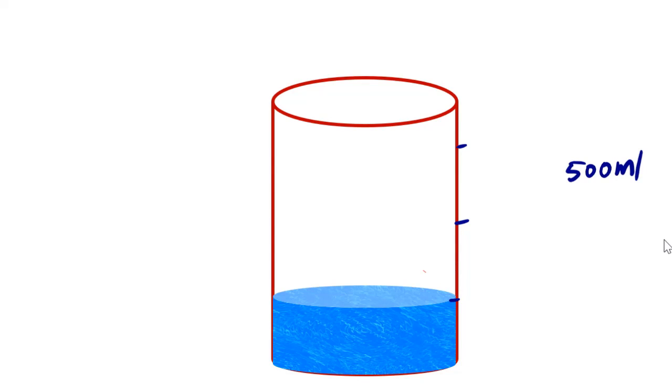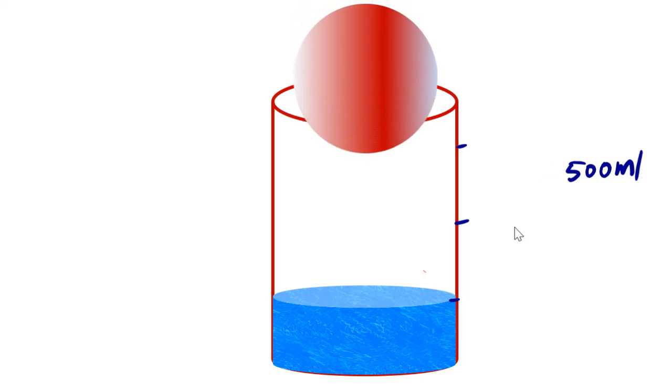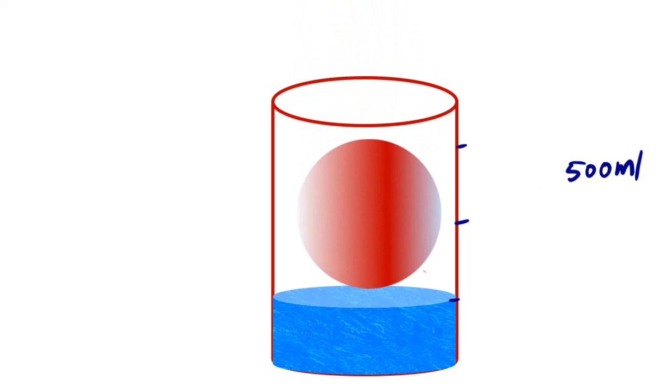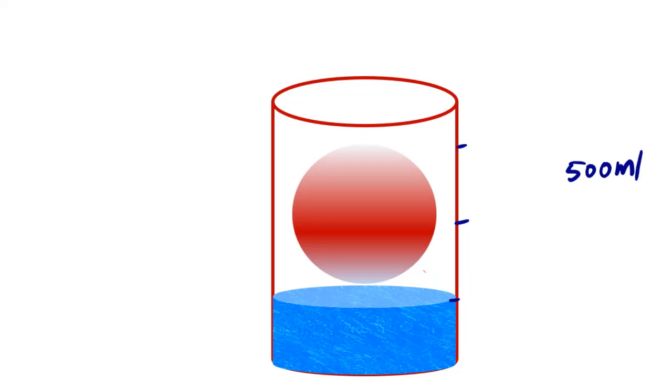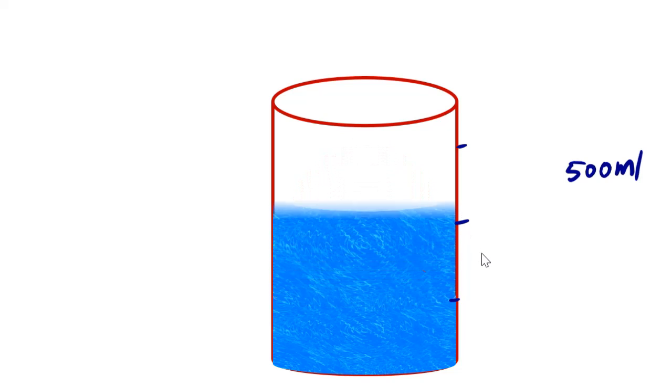arrangement where we will be bringing the ball some way. This ball will be dropped into it. I am going to drop it. What will happen is the water will rise. The rise in the level of water will be equal to the volume of the sphere. Suppose that I am dropping it into the beaker. Okay, I have dropped it in and the water level has risen.